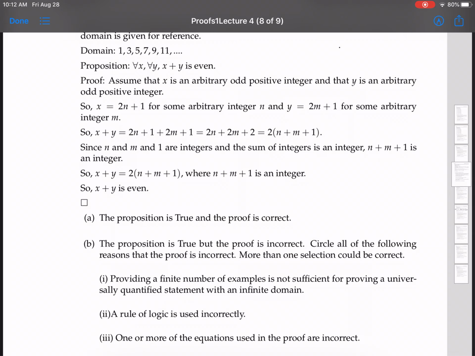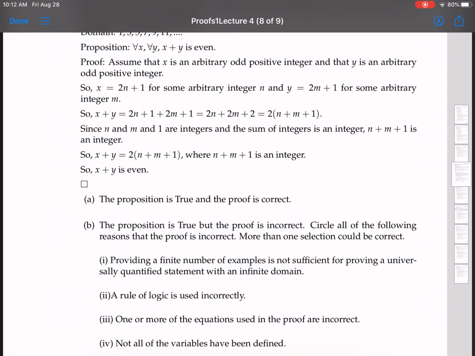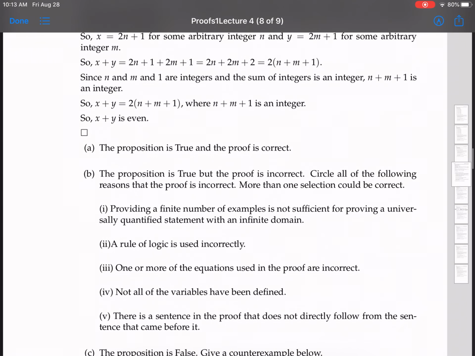So what is a correct proof? A correct proof is a proof where you state all of the assumptions, all of the variables are defined, all of the mathematical equations are correct, correct logic is used, and each line follows from the one that came before it.